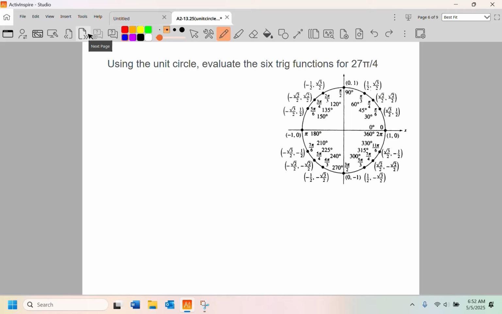Using the unit circle, evaluate the 6 trig functions for 27 pi over 4. So again, I'm going to use the idea of coterminality. I'm going to take 27 pi over 4, and I'm going to subtract a whole bunch of 2 pi's.